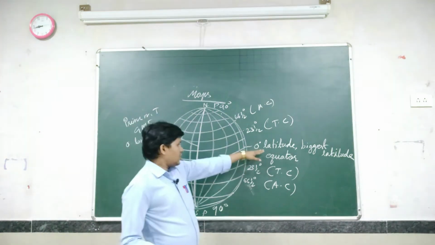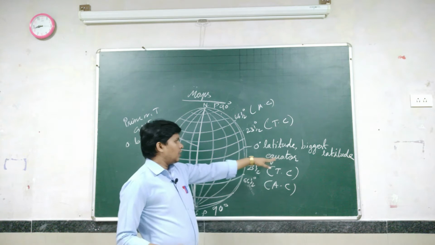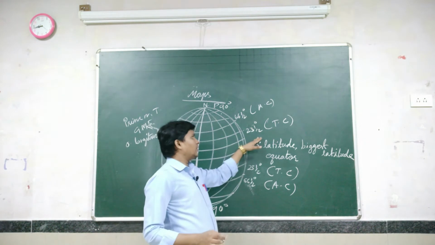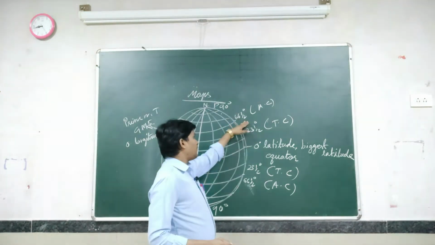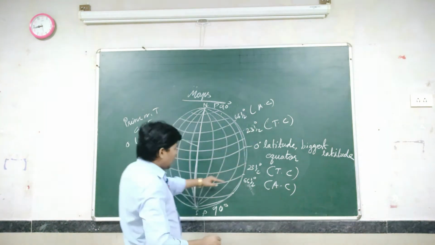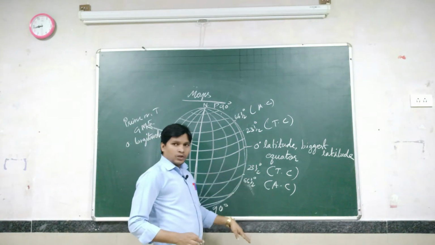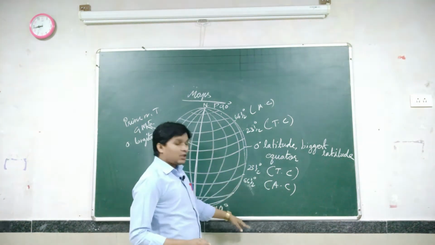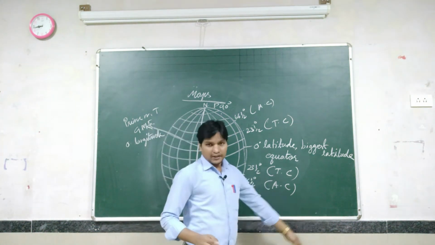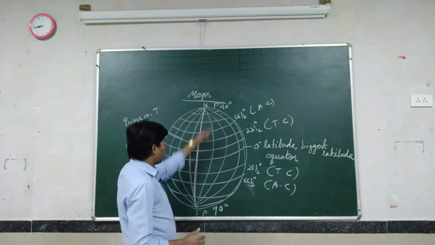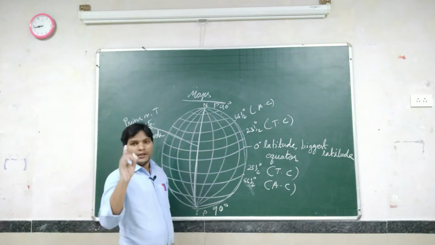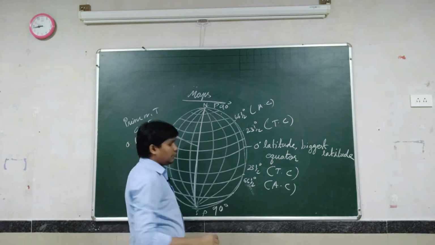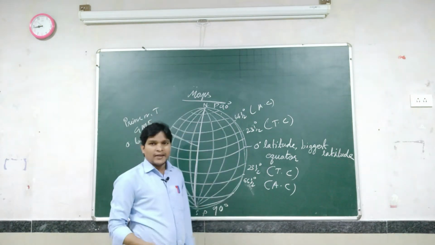First, 0 degree latitude, the biggest latitude or equator, is the middle point. Then 23 and a half degrees north is the Tropic of Cancer. 66 and a half degrees north is known as the Arctic Circle. The same way, 23 and a half degrees south latitude is the Tropic of Capricorn, and 66 and a half degrees south latitude is the Antarctic Circle. Then both the North Pole and South Pole are 90 degrees. Next, one more thing: generally the total globe has been divided into 4 hemispheres.